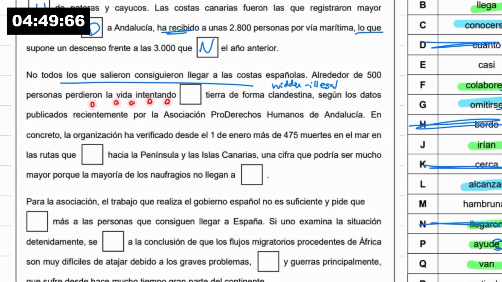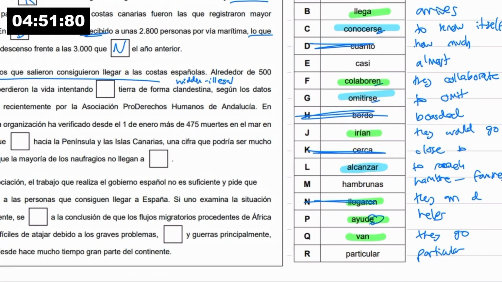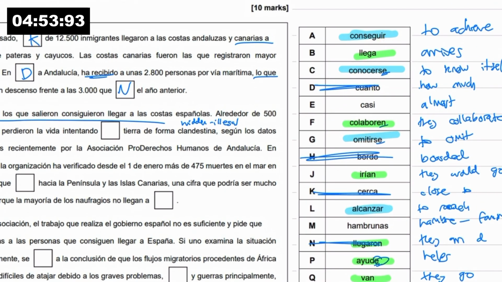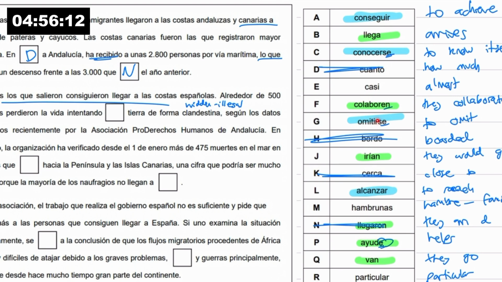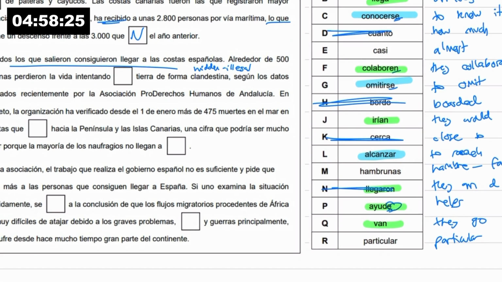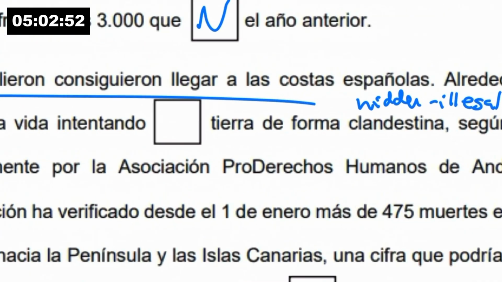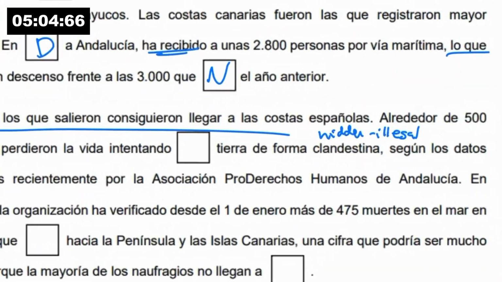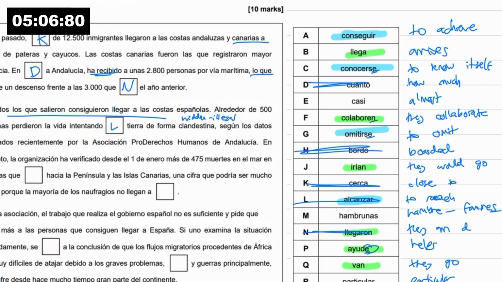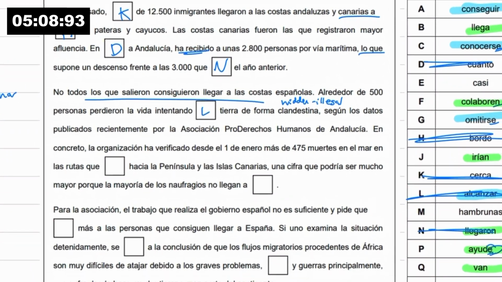Perdieron la vida intentando. Any of these blue ones then. Conseguir tierra, conocer tierra, omitirse tierra, alcanzar tierra. Alcanzar, to reach, like to reach land. It's talking about reaching the shore or reaching the land. What letter is that? L. I'm going to lock in L there. I am happy with that. I can always go back and change it if there's a mistake. And in the exam, if you don't know what it is, you skip it, and you can always go back afterwards.